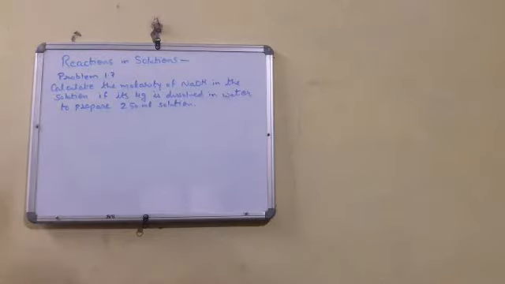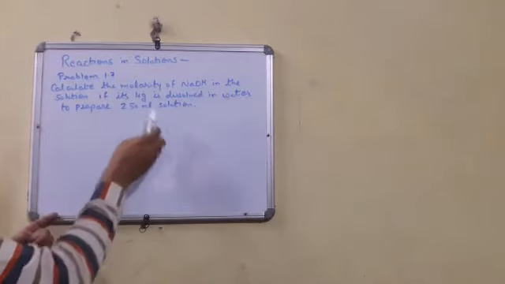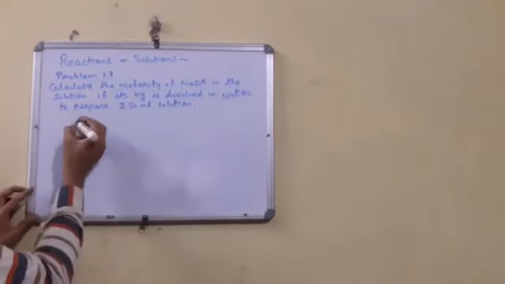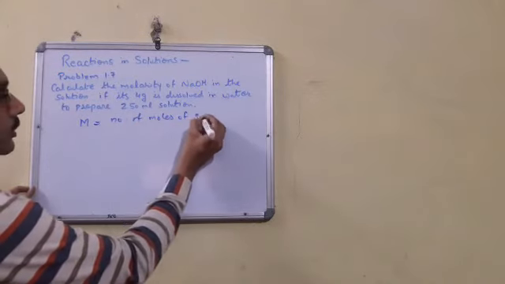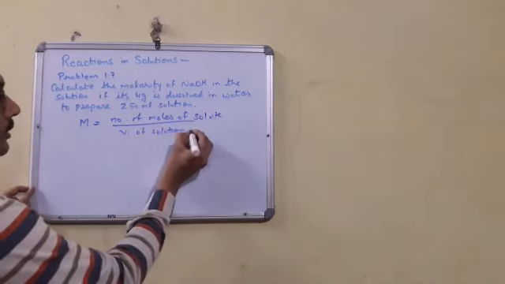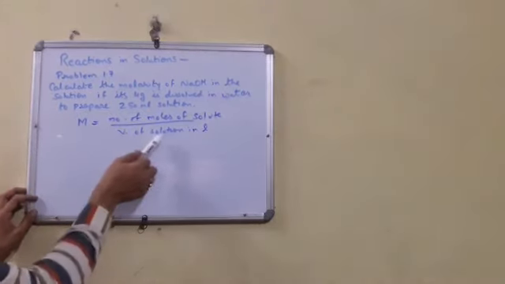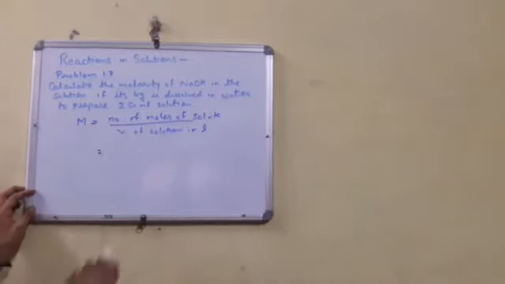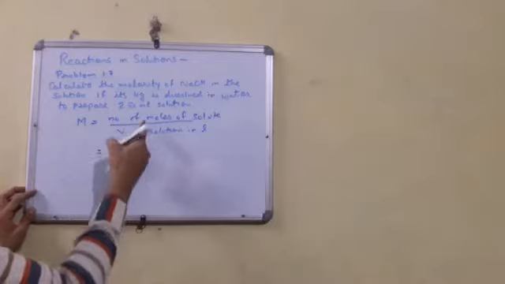Now see problem 1.7 related to molarity. Calculate the molarity of NaOH in the solution if its 4 gram is dissolved in water to prepare 250 ml solution. I have told you the formula of molarity. Molarity is equal to number of moles of solute upon volume of solution in liter. Fine. Now what is the solute here? NaOH. And how much is the solution? Volume 250 ml. Now, number of moles of solute. Number of moles means given mass upon molar mass. Given mass of NaOH is 4 gram.